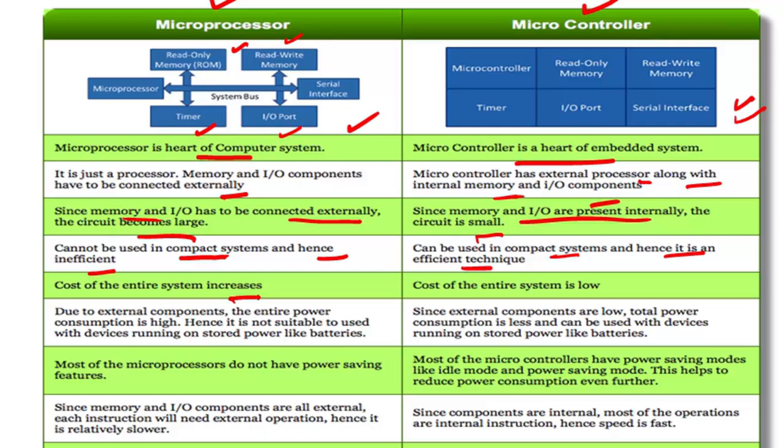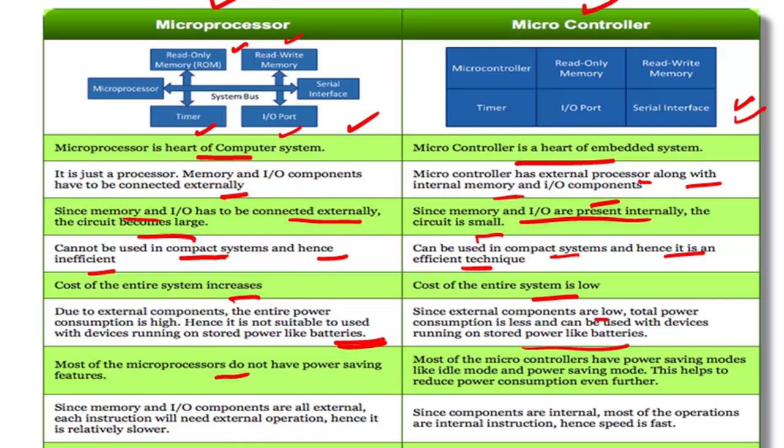In a microprocessor, the cost of the entire system increases. In a microcontroller, the cost of the entire system is low. Due to external components, the entire power consumption of a microprocessor system is high. Hence, it is not suitable for devices running on stored power like batteries. Since external components are fewer in a microcontroller, power consumption is very low and we can run it on stored power with the help of batteries.